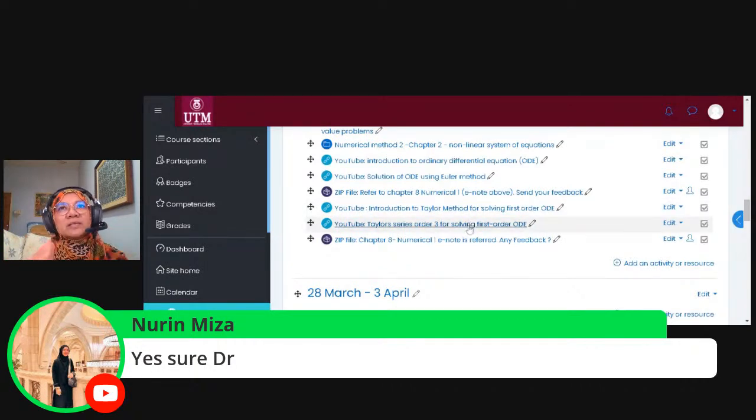This is very important. Solving a first order ODE using third order of Taylor series. This is very important. We are going to bring these ideas to the numerical tool. I also need your feedback about your understanding of chapter 8 that you learned in numerical 1.